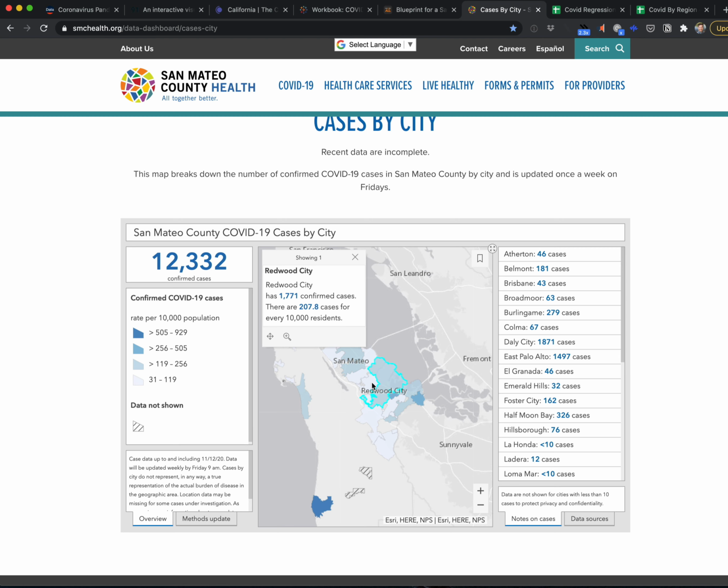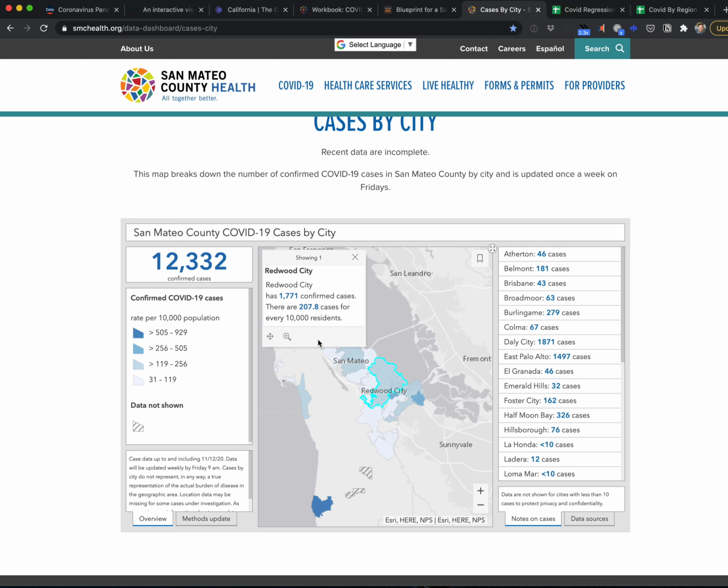So then you can look at how San Carlos compares with Redwood City, Menlo Park, or East Palo Alto. And all of these towns are really different. They have different ages of people, different density, different wealth. San Carlos is a bunch of old white people, and East Palo Alto and parts of Redwood City are not. And so you see that broken down. They show total confirmed cases and cases per 10,000.